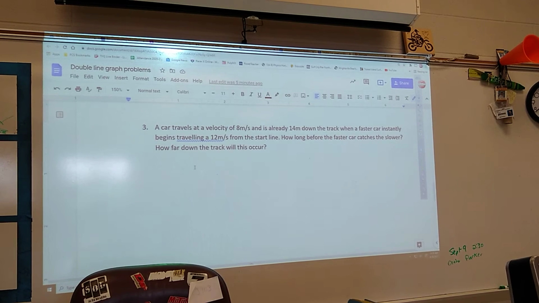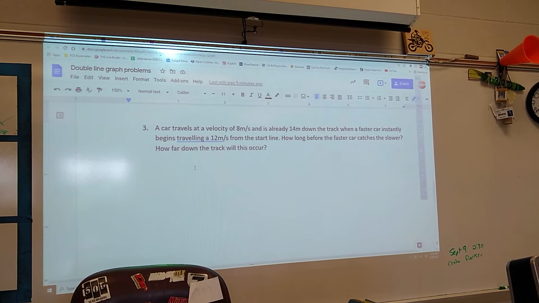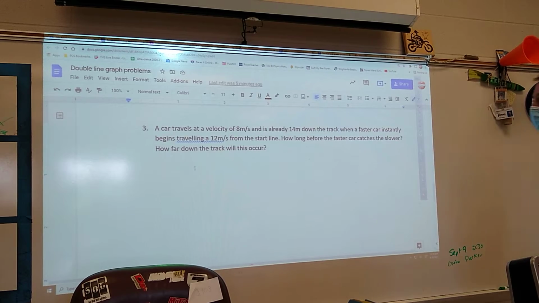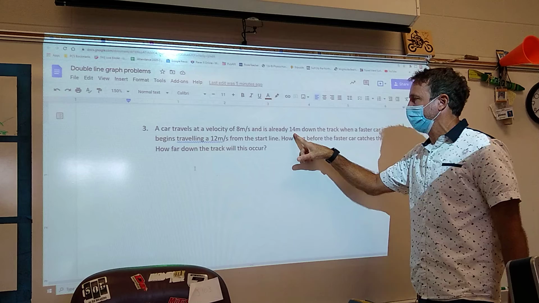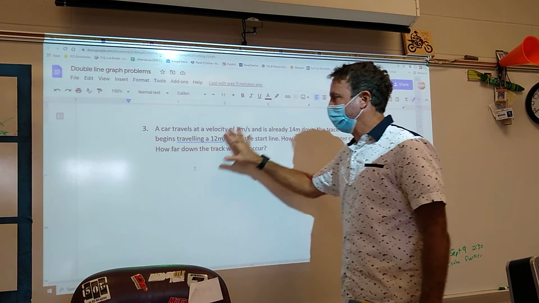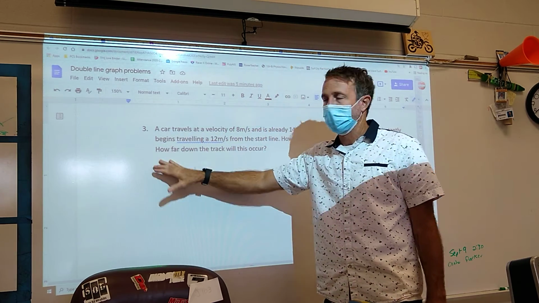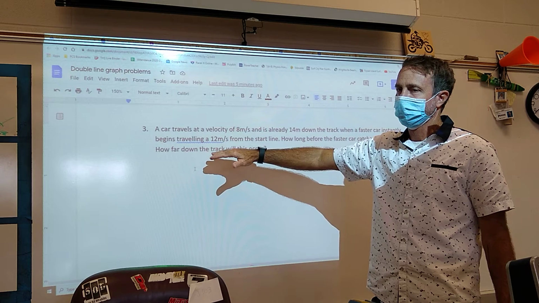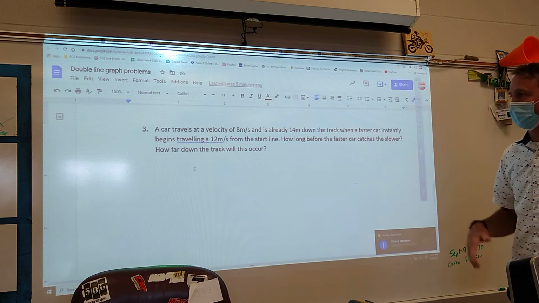All right, it's rolling. So we're going to do this. We've got a car going down the track at 8 meters per second, and it has a 14-meter head start. Now, later, after this car is 14 meters down the track, another car takes off at 12 meters per second. How long is it going to take that car?